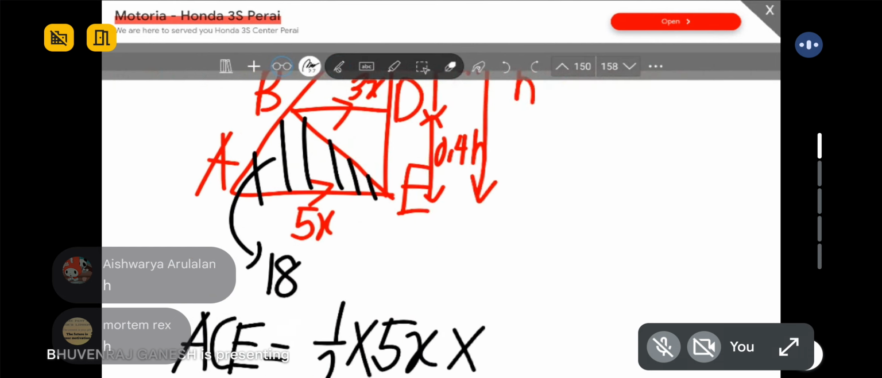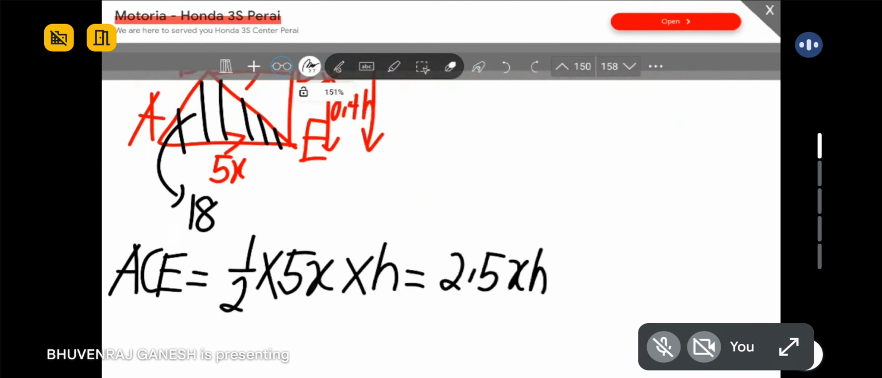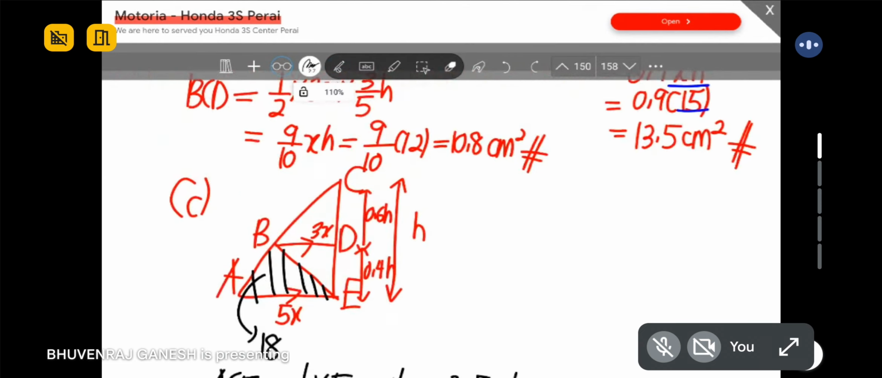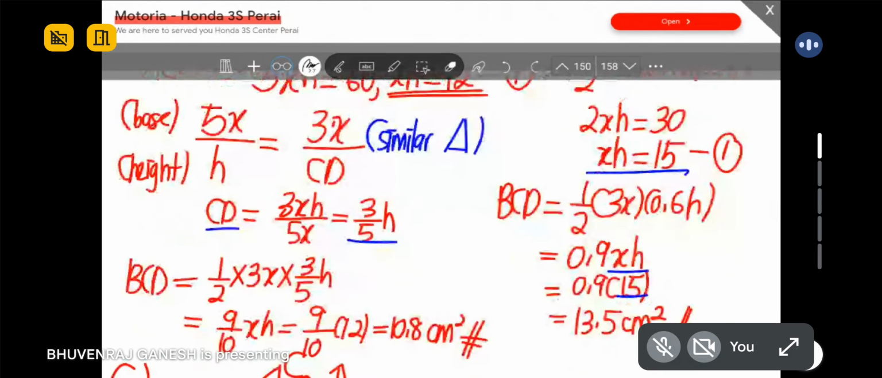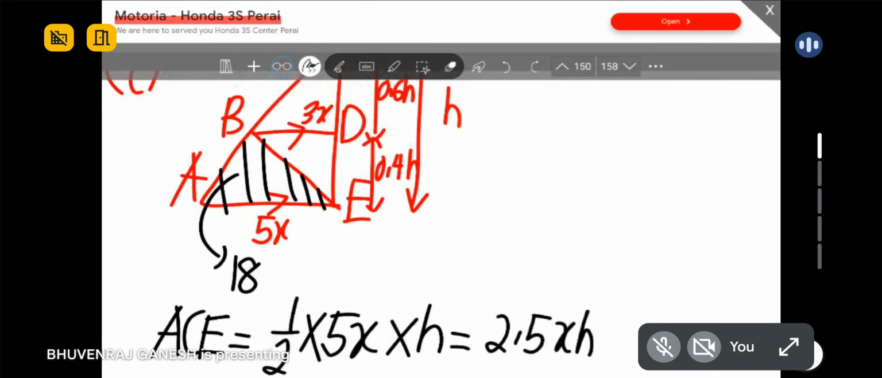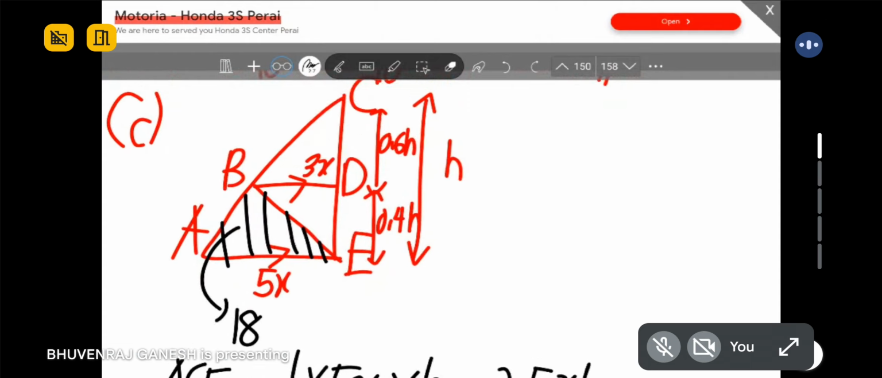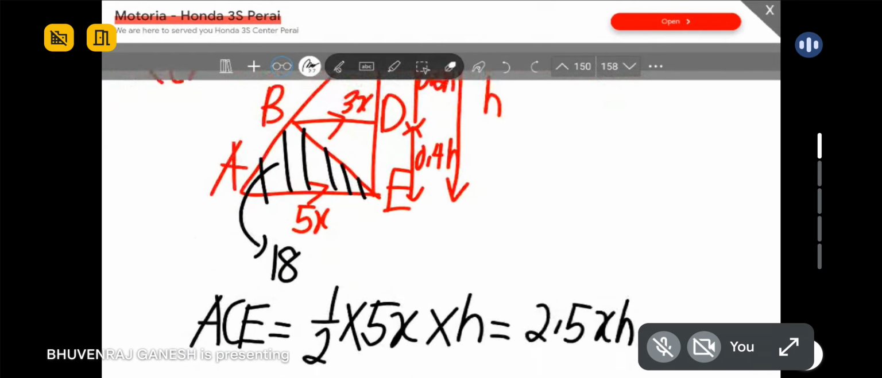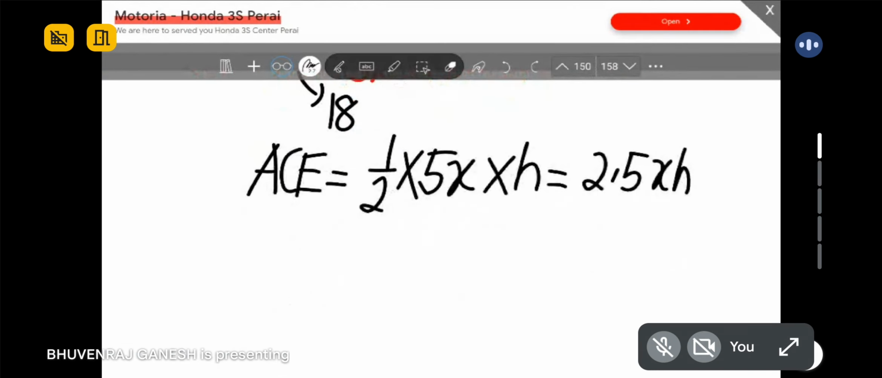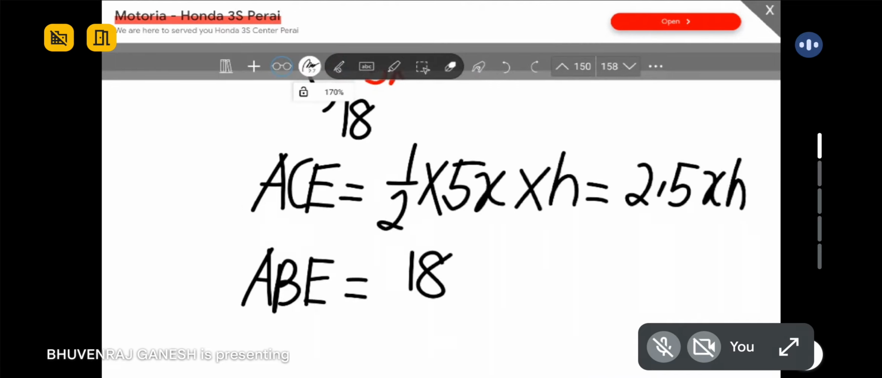Okay, the total, guys. So you actually will get 2.5xh. Am I right? And what is xh, guys? If you still remember, the xh just now you got, right? Okay, sorry. The xh over here will be different. It depends on your triangle. All right? So what you can do here is, for ABE, you try to find the xh from ABE.